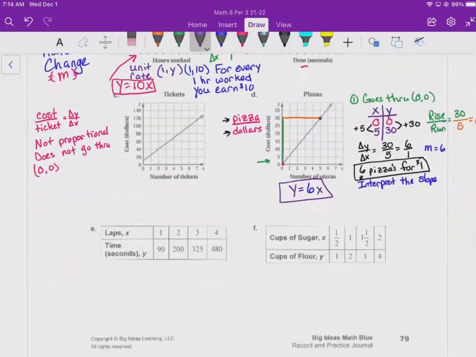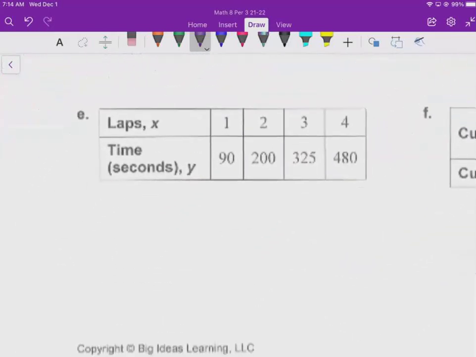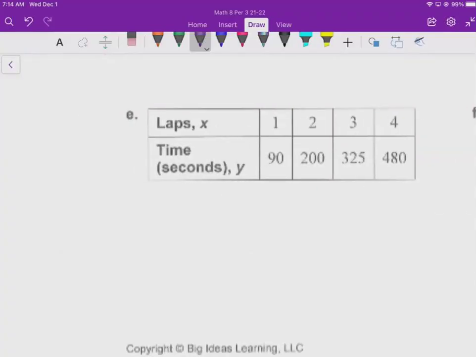All right, but what if you're given just a table like this? So we have laps and seconds. So this is time or seconds per lap. That's our change in y over change in x. This one is our change in x. This one is our change in y. Okay, tables, same as if we're doing it vertically or horizontally.